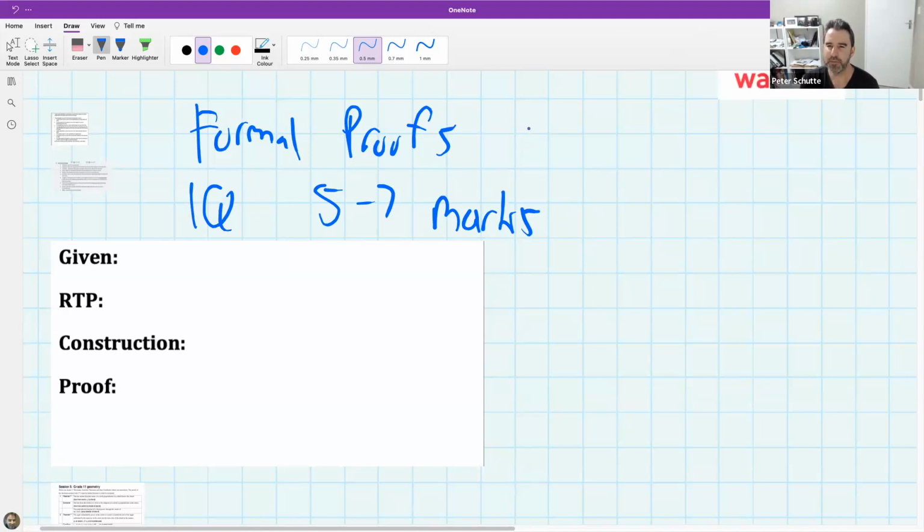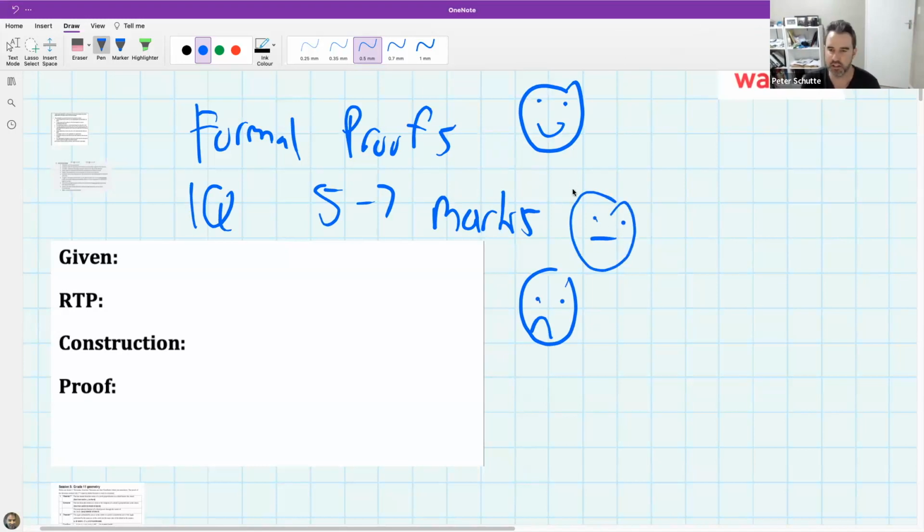However, my experience in the classroom is a lot of students feel overwhelmed by the detail in formal proofs. Just give me a sense of how you feel about formal proofs at the moment. Maybe a happy face if you're good with them, an unhappy face if you hate them, a middle face if you're in the middle. I want to get a feel for the group. It's nice to see the faces there.